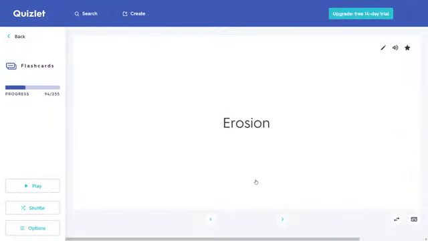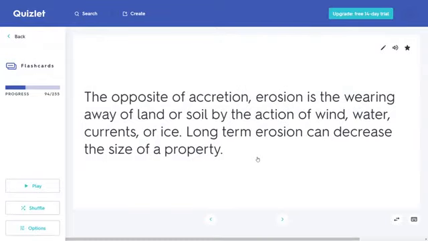All right, next one, erosion. Erosion. Okay, think this one over. Gonna give you guys a few moments here. Okay, what do we know about erosion? Well, we know a couple things. We know that it's the opposite of accretion. Remember, we were talking about that earlier? So, erosion is the wearing away of land or soil by the action of wind, water, currents, or ice.